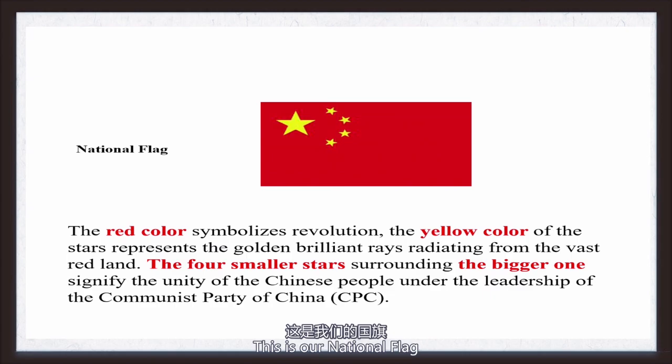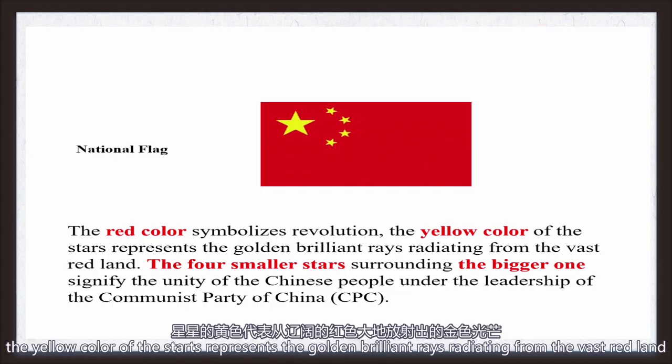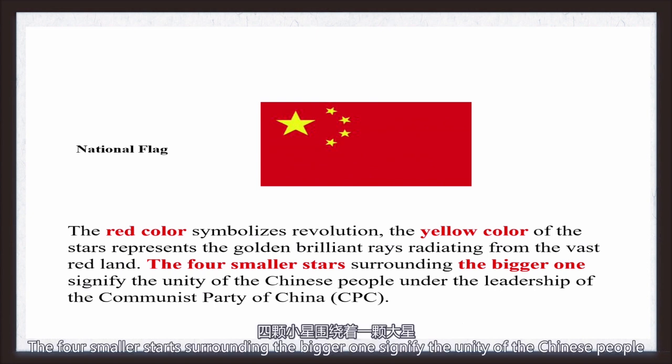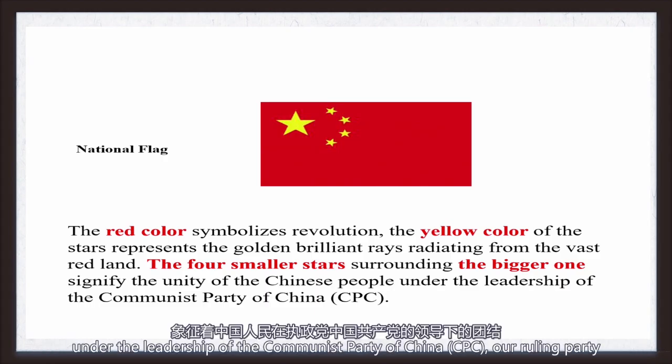This is our national flag. The red color symbolizes revolution. The yellow color of the stars represents the golden brilliant rays radiating from the vast red land. The four smaller stars surrounding the bigger one signify the unity of Chinese people under the leadership of the Communist Party of China, our ruling party.